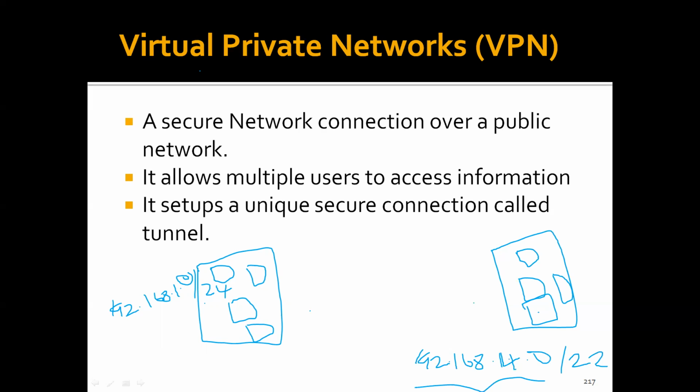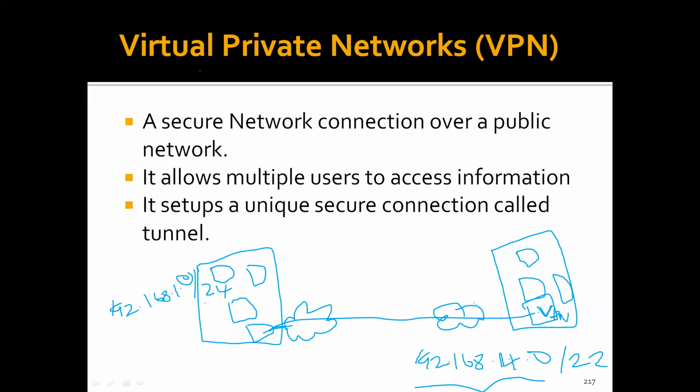Now we are trying to connect to the VPN server at the head office. The head office also has internet, and we also have internet. To reach the network, we connect to this VPN server.